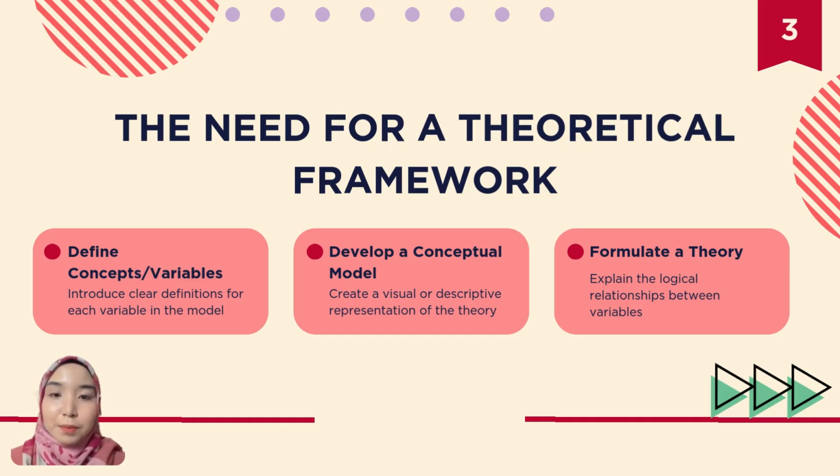Next, there are three main steps to building a theoretical framework. Number one is define the variables, clearly explain what each one means. Number two is create a model by showing how these variables are connected. And number three is explain the theory by describing why this relationship matters. This helps us understand the logic behind our research and support our study.